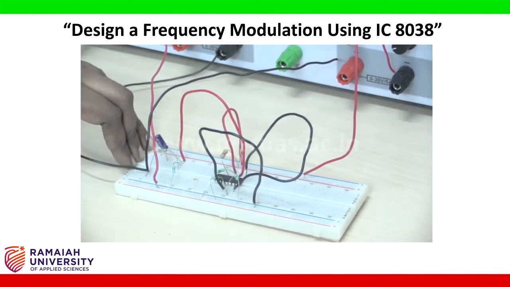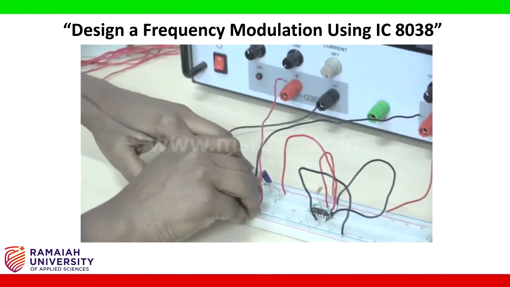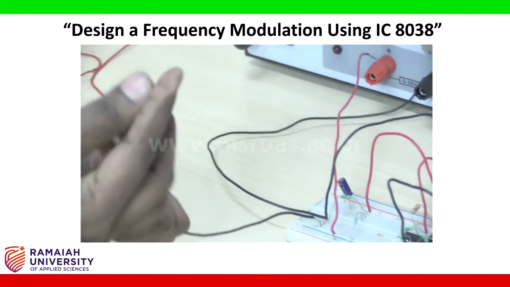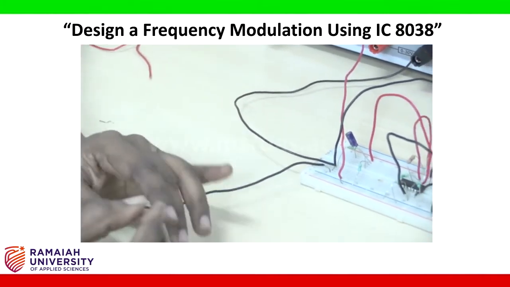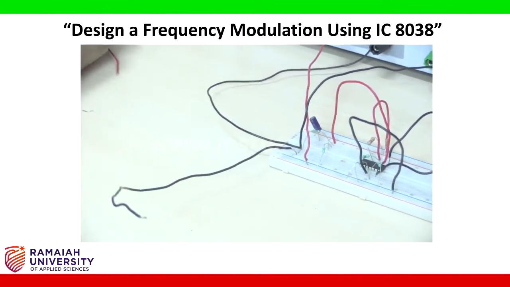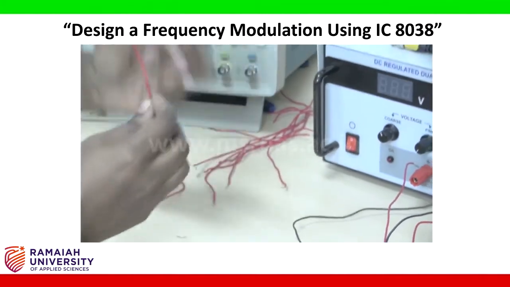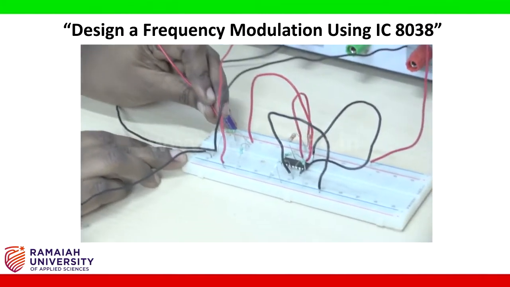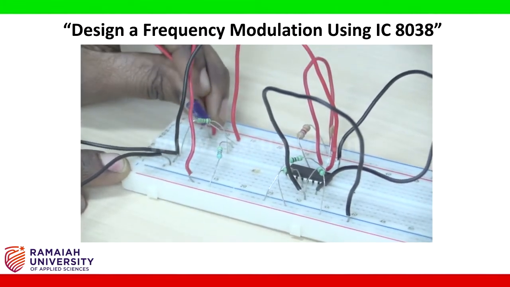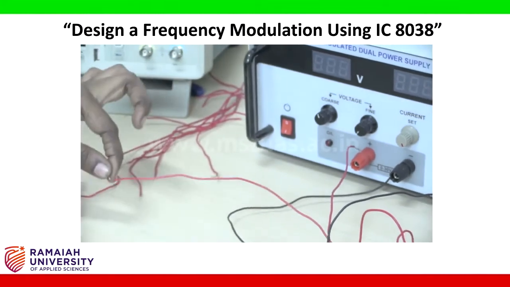Now take one more wire and leave it in the ground. Use it for connecting the probes from the function generator and CRO. Next, take one more wire and connect it to this capacitor, the negative edge of the capacitor, and leave it so that we can connect our function generator to provide input to the circuit.